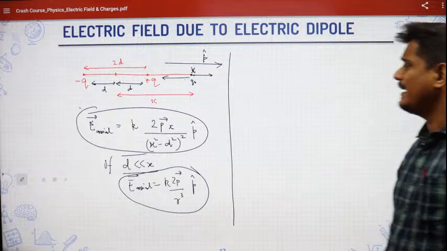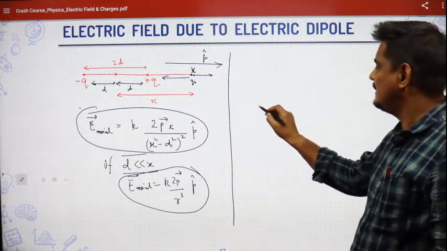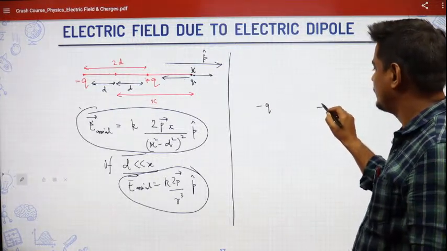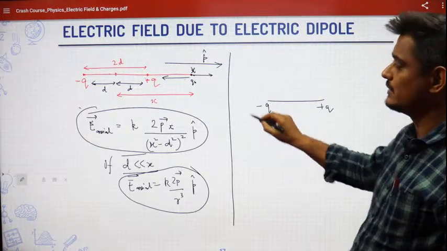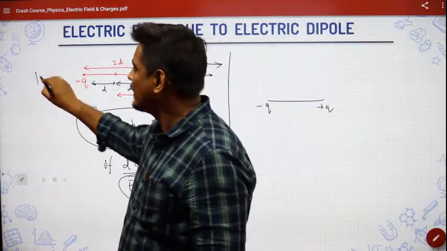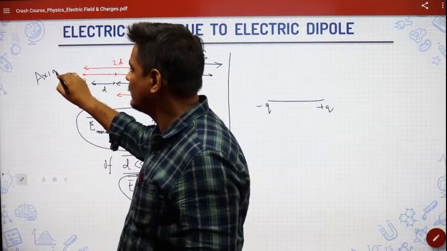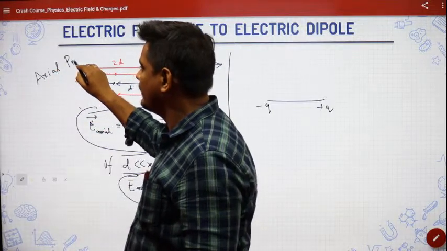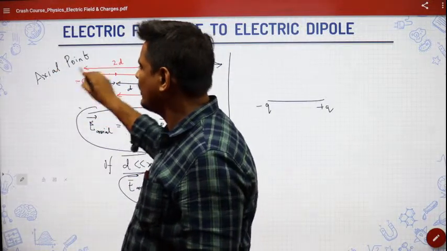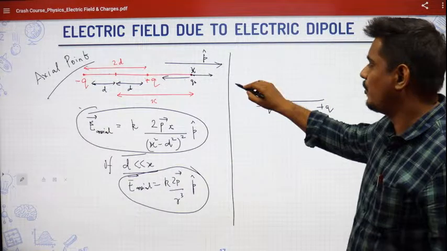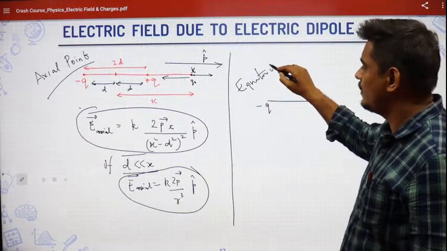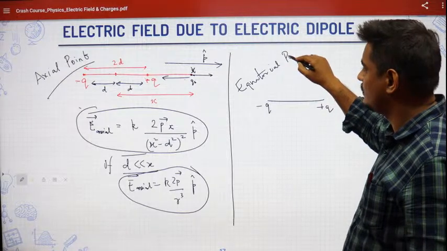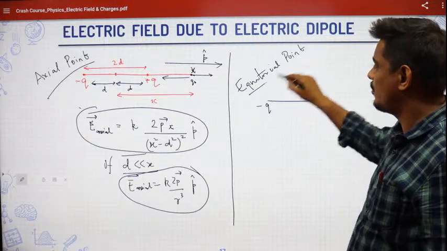Now if I take an axial point, if this is minus q and this is plus q, this is their axial distance. What is the equatorial distance? Whatever I found here was at an axial point. Same way I can talk about the equatorial point. So what happens in the case of equatorial point?